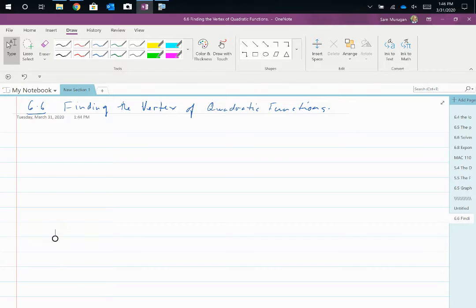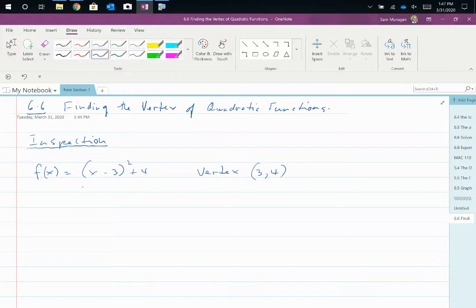So we've got a couple of ways to do this. The first being by inspection. And this is if the graph is in the form, say, f of x is equal to (x minus 3) squared plus 4. The vertex is at 3 and 4, since this is right 3, up 4.